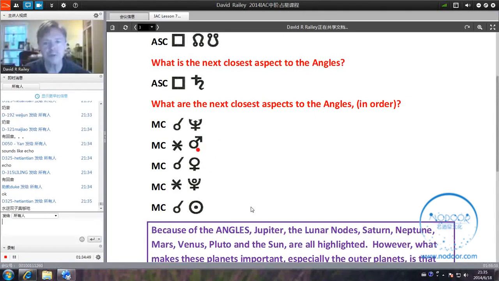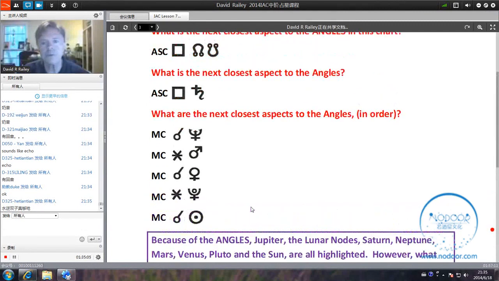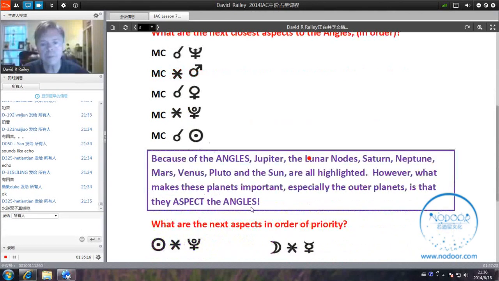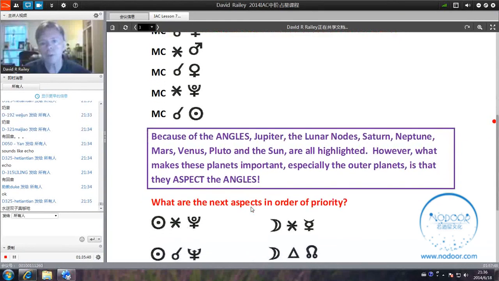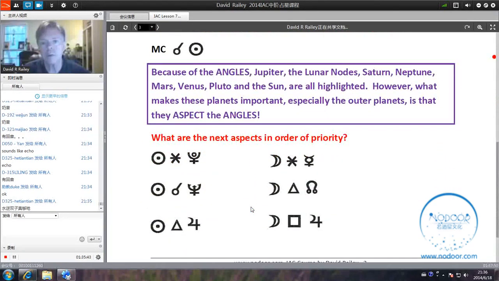The midheaven is conjunct Neptune, sextile Mars, conjunct Venus, sextile Pluto, conjunct the Sun. Okay. So all of these factors would play out in terms of career. And I'm going to go through these in just a second, but let's just follow this list of priorities so you can see how to organize your analysis of the aspects.